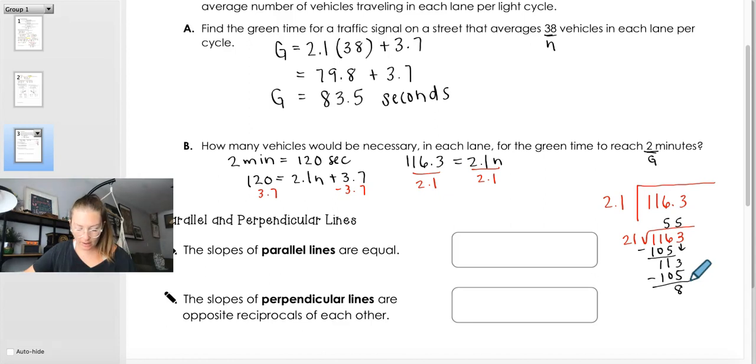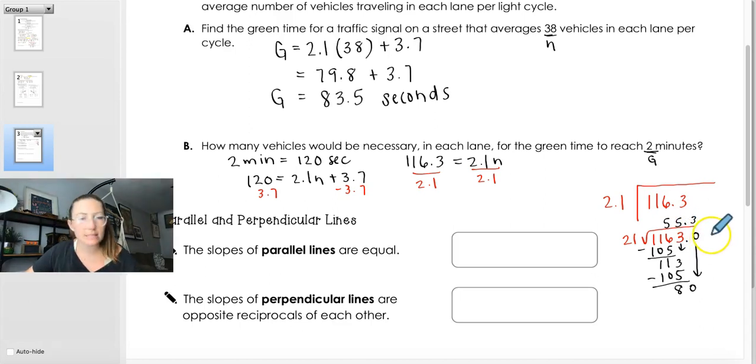Now, if you notice, 21 doesn't go into 8. So what you do is add a decimal and add a 0, and then you get to bring down this 0. So 80. How many times does 21 go into 80? And carry up that decimal just in case. So 21 will go into 80 3 times.